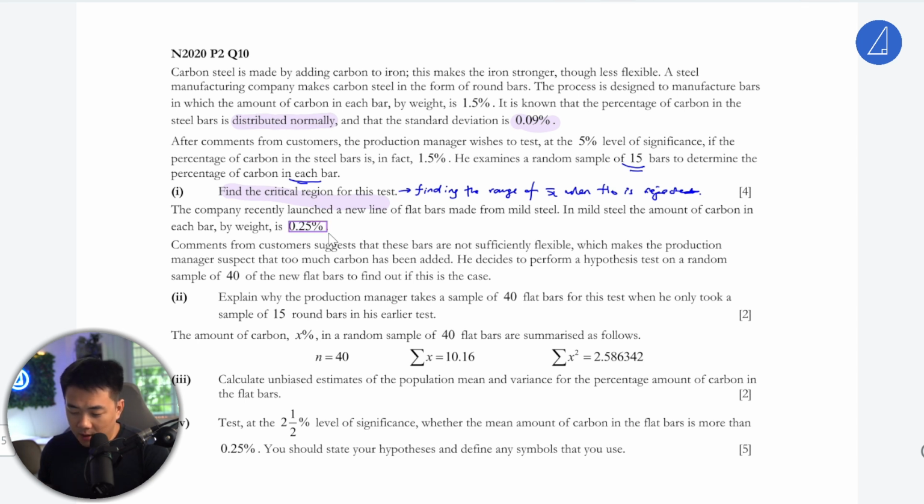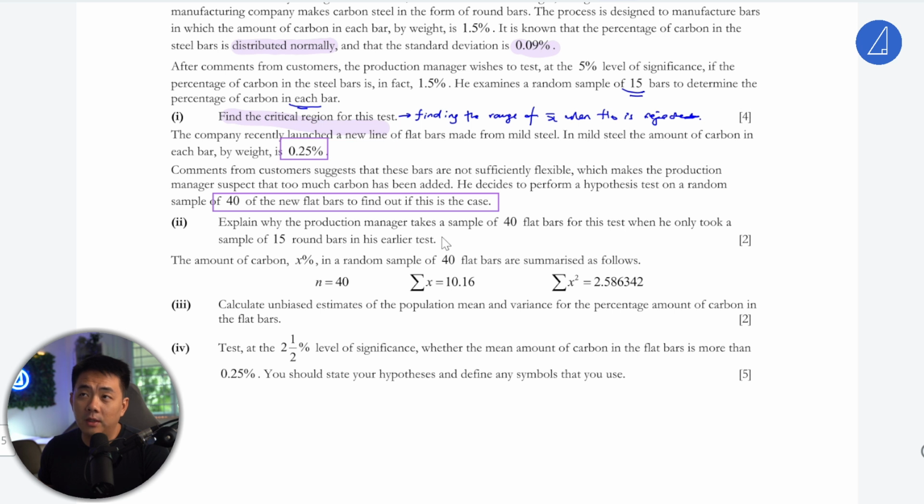Supposedly the new amount should be 0.25%. So he decided to perform a hypothesis test on a random sample of 40 of the new flat bars to find out if this is the case. So explain why the production manager takes 40 flat bars for this test, and he only took like 15 bars earlier.